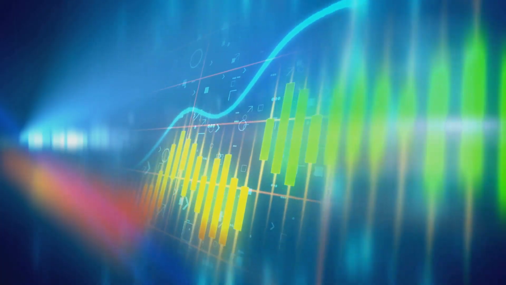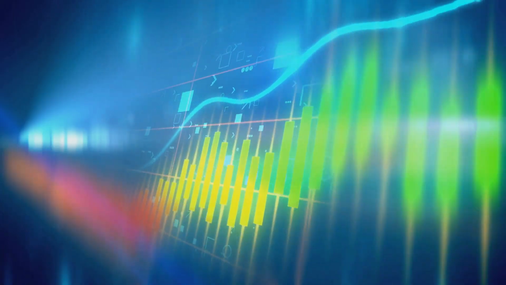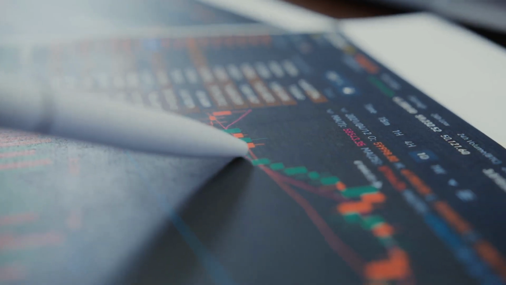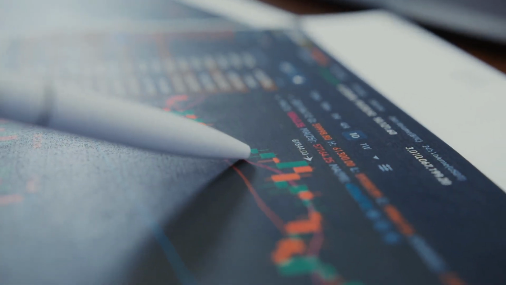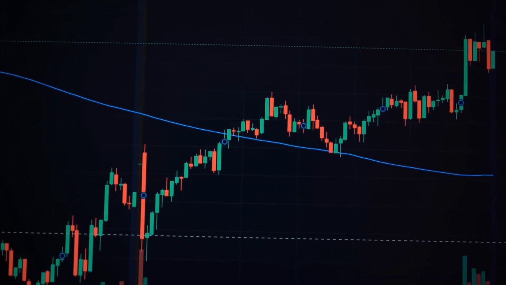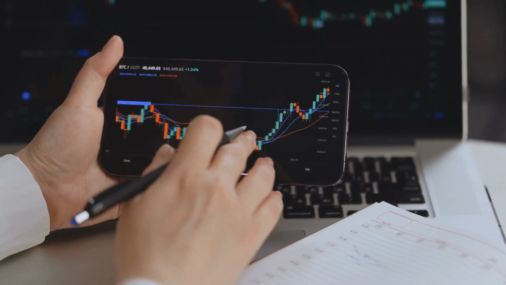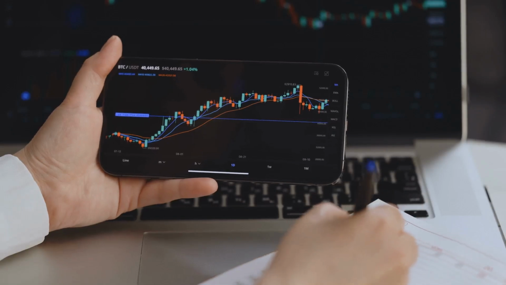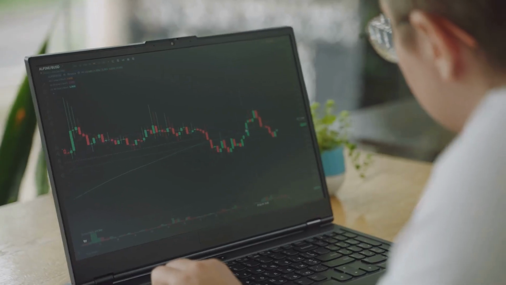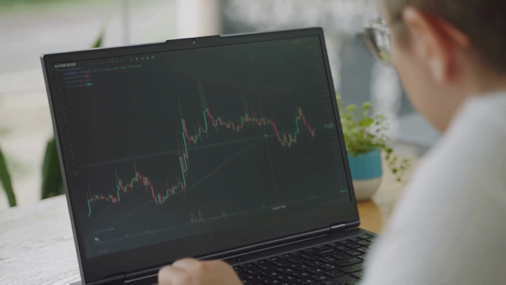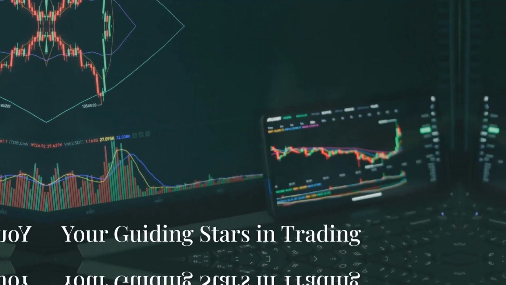A basic candlestick consists of a body and two wicks, or shadows. The body represents the price range between the open and close, while the wicks indicate the high and low prices during that period. There are numerous candlestick patterns, each with its own unique implications. For example, a doji candlestick suggests indecision in the market. A hammer candlestick indicates a potential bullish reversal, especially after a downtrend. By understanding the language of candlesticks, you can gain valuable insights into market psychology and make more informed trading decisions.